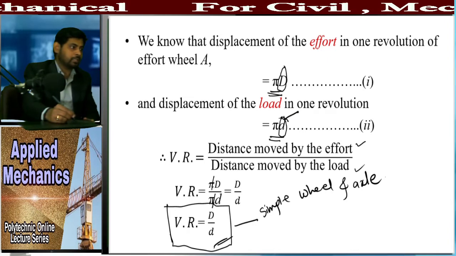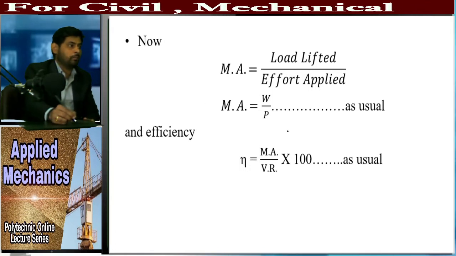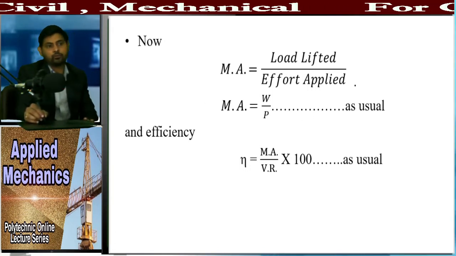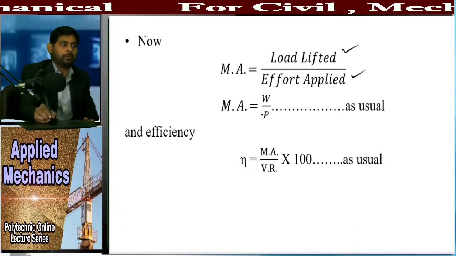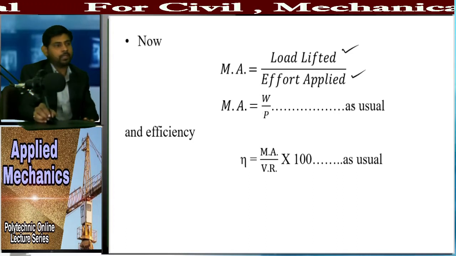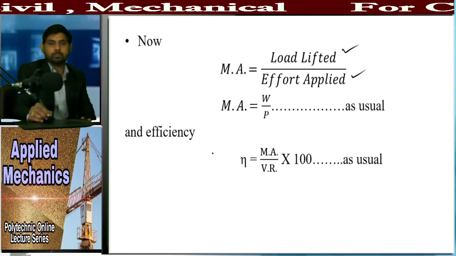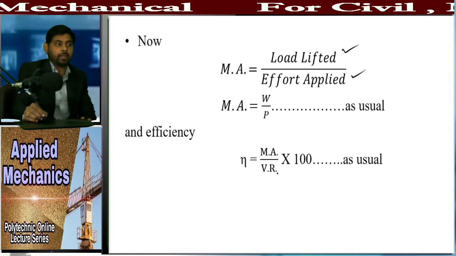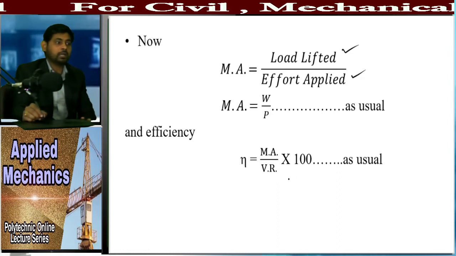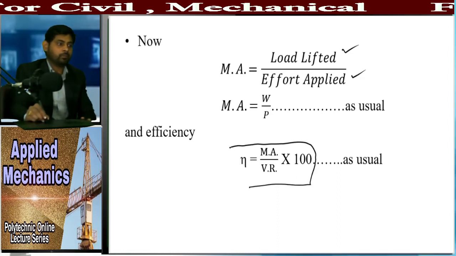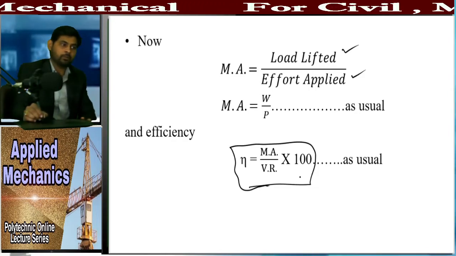Now you can see here, mechanical advantage will be the same as whatever we used first, that is the load lifted divided by effort applied, which is nothing but capital W by capital P, as usual, whatever we used in the previous lectures for solving previous problems. And efficiency is nothing but mechanical advantage divided by velocity ratio multiplied by 100. This is the same efficiency formula which we used in previous problems or previous examples.